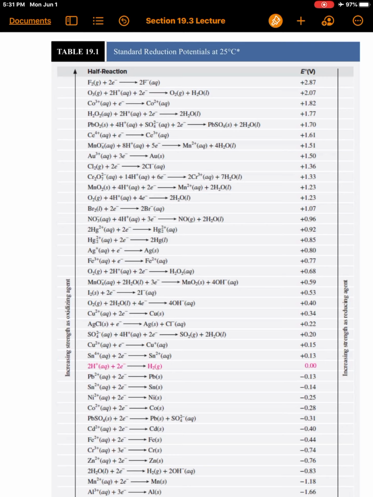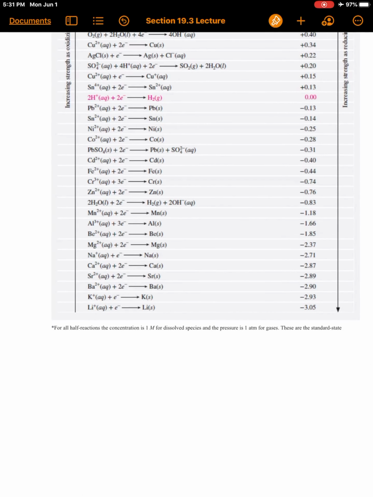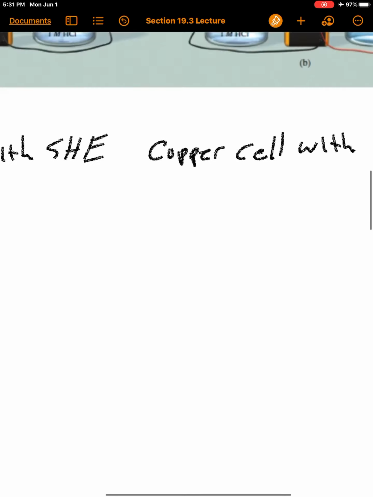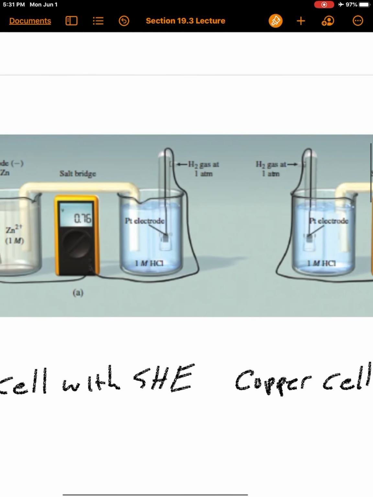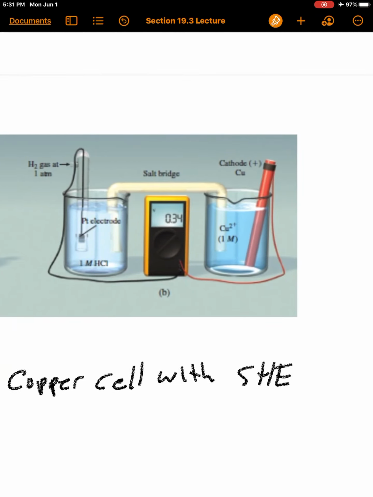Again, the standard meaning solutions, the solutes are 1 molar, and gases, the pressures are 1 atmosphere. And there's a bunch here, right? So there's like 40 half reactions shown here. We can use these values in this table to predict the cell potential of a galvanic cell. So for example, hydrogen and zinc, we got 0.76 volts in that previous figure. Let's see if I can bring that back here. See how it's 0.76? Right over here, there's your zinc. And for copper relative to hydrogen was 0.34.